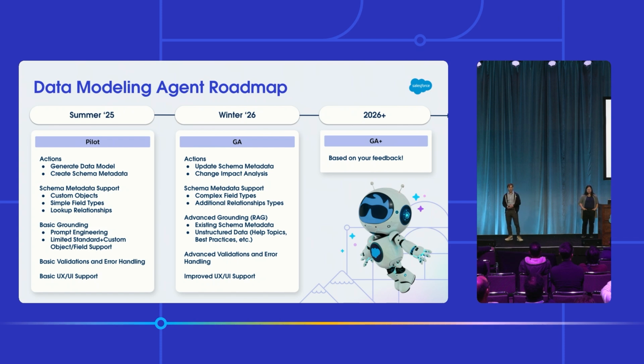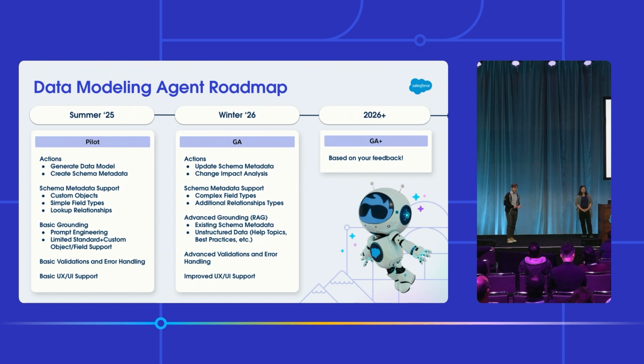As we look forward more to GA, we're going to add more actions. I think the key one here is adding update, so not just being able to create net new, but also update existing. Along with that, the ability to do impact analysis as you're making those updates to understand what changes you're making. We're going to be adding support for more complex field types, as well as additional relationship types like master detail, and the ability to do junction objects.